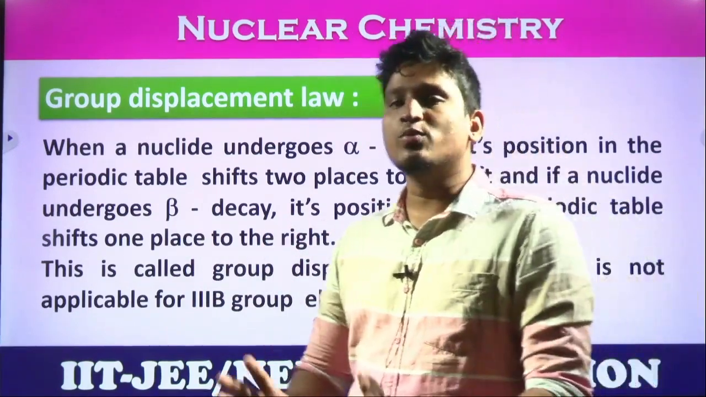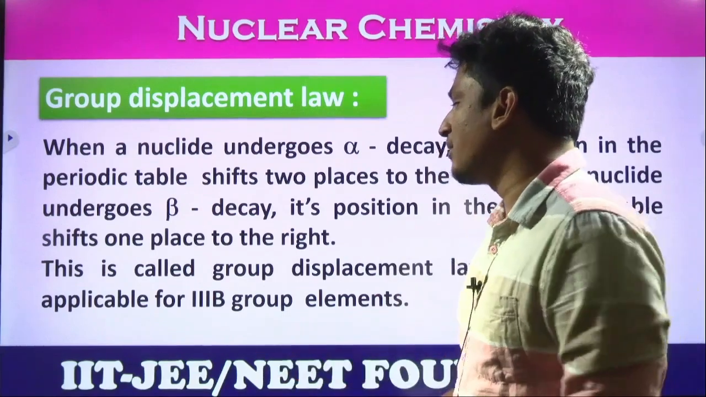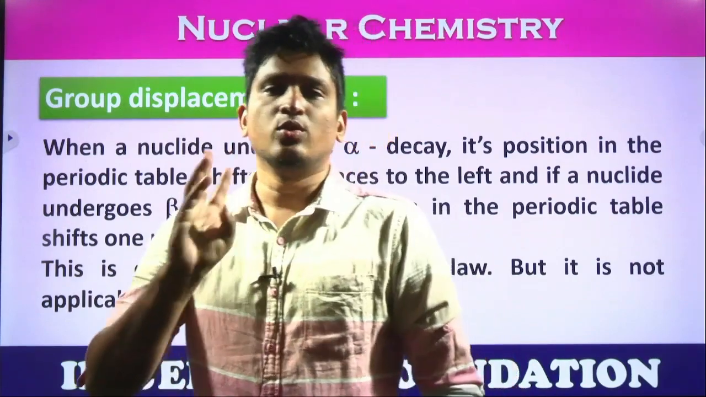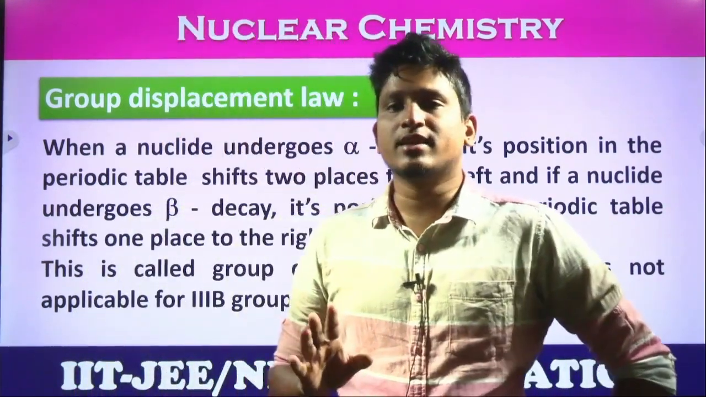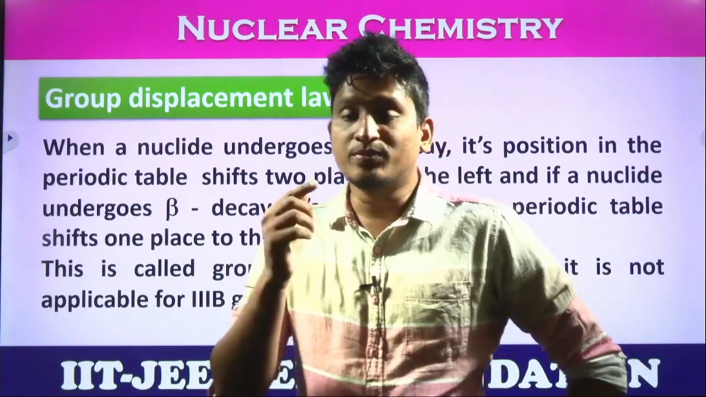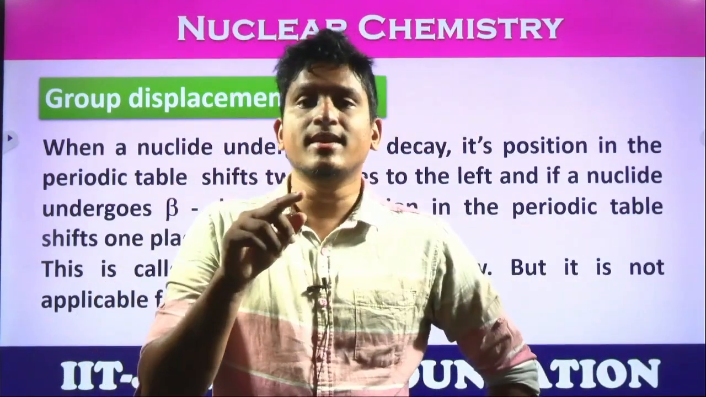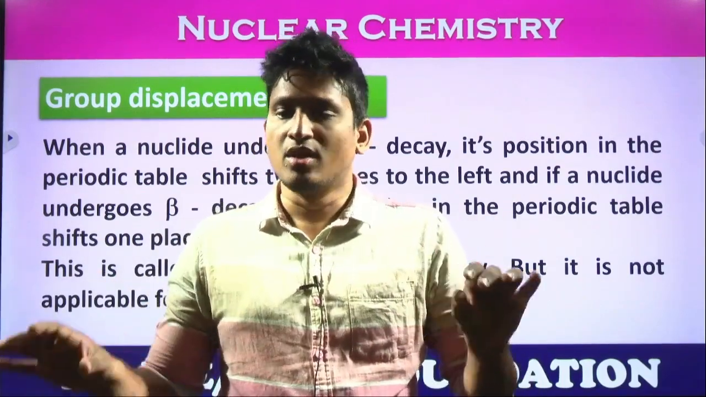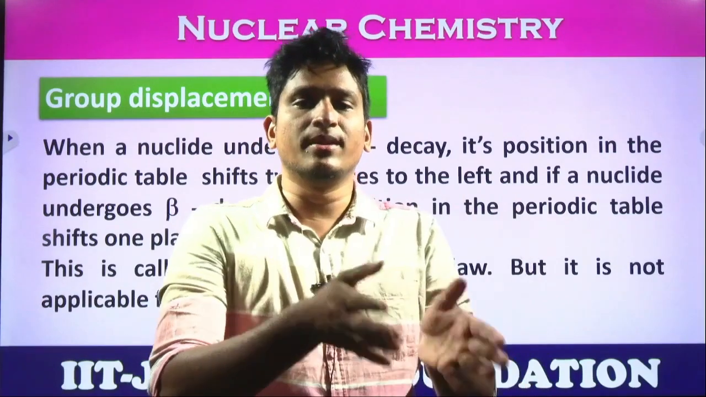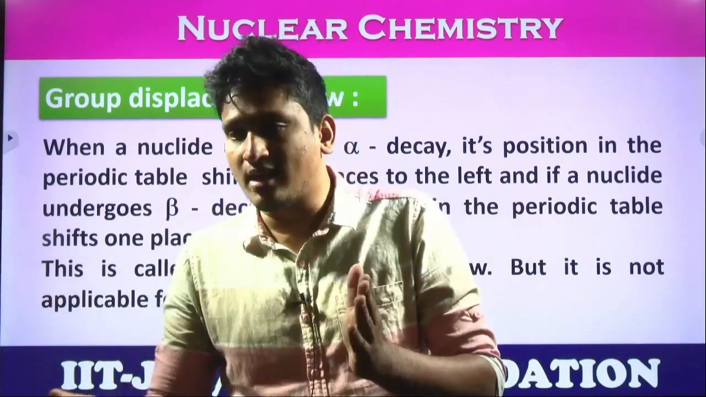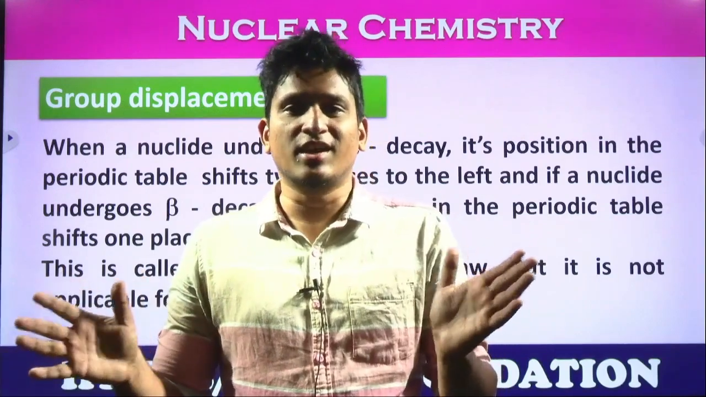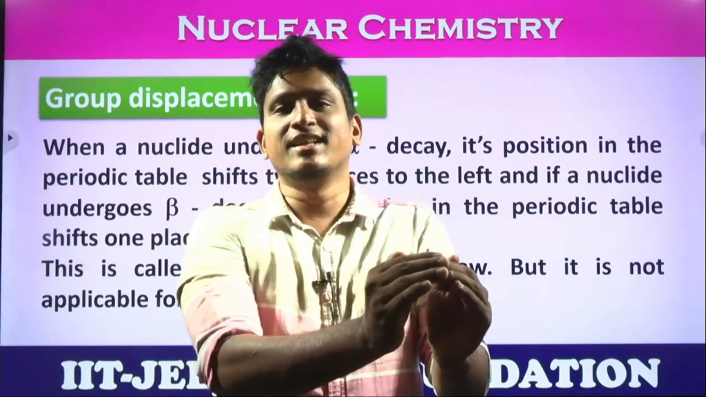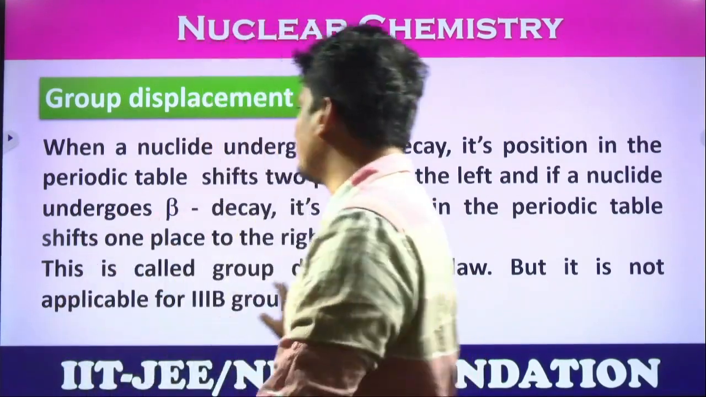This is called group displacement law, but it is not applicable for 3B group elements. 3B group elements means group 3 elements, students. Group 3 elements, mainly radioactive elements, come under the F block elements. Yes or no? Group 3 contains 4f series elements as well as 5f series elements. How many elements are there? 14 elements are there in every series. Understood? All these 14 elements belong to group 3 only. In these 14 elements, if one element changes into another element, does the group change? No. Ultimately all the 28 elements of F block belong to which group? Third group only. That's why it is not applicable for the third group elements.